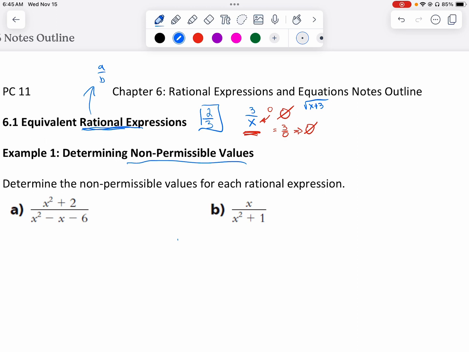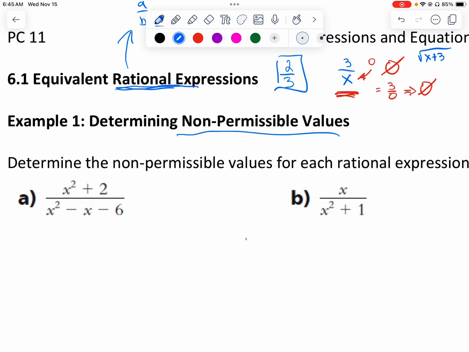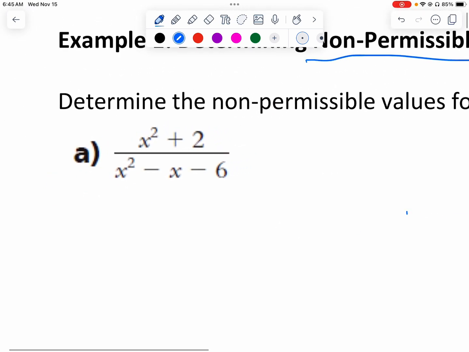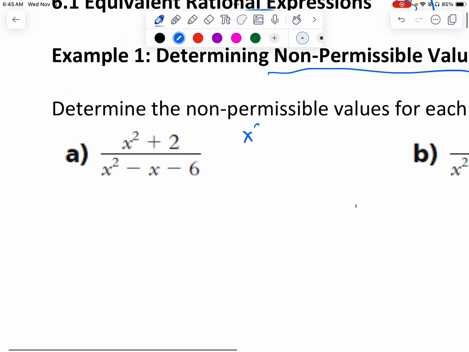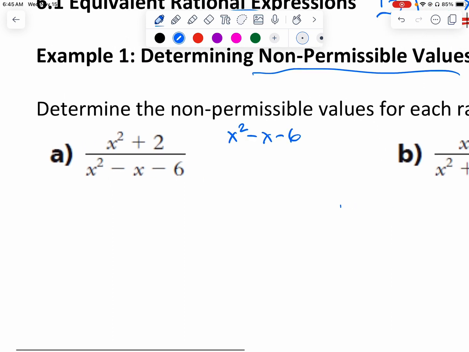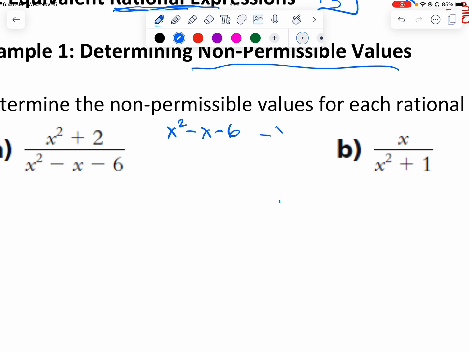Okay, so it says determine the non-permissible values for each rational expression. So when we're looking at A here, in order to determine what those non-permissible values are, we have to first factor these polynomials. So x squared minus x minus 6, this is factorable. We look for two numbers that multiply together to give negative 6. Those same two numbers add together to give negative 1. Those numbers are negative 3 and 2.